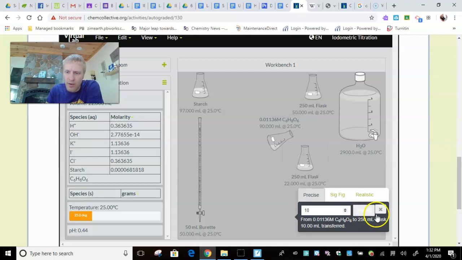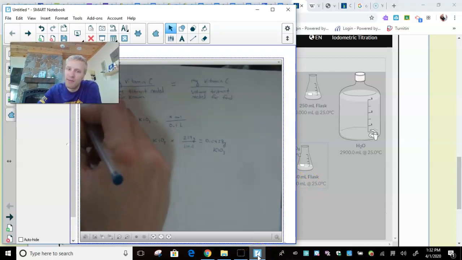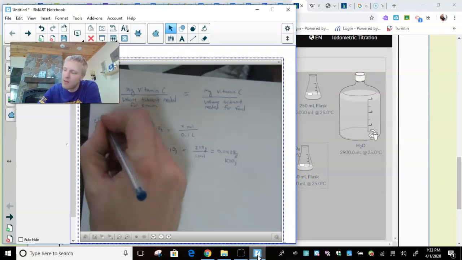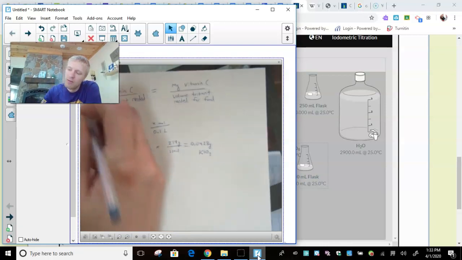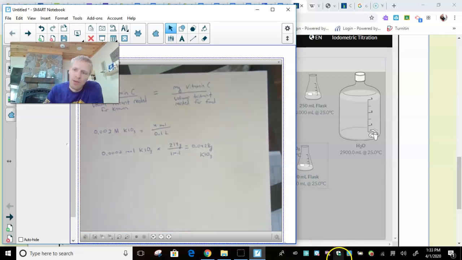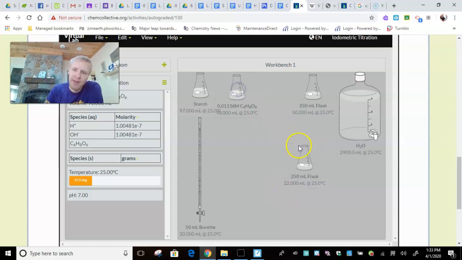All right, then I press pour. And there it is. I'm at my 22 mils. It wouldn't be a bad idea just to write down, you know, 22 mil sample. All right, move this out of the way, and here it is.